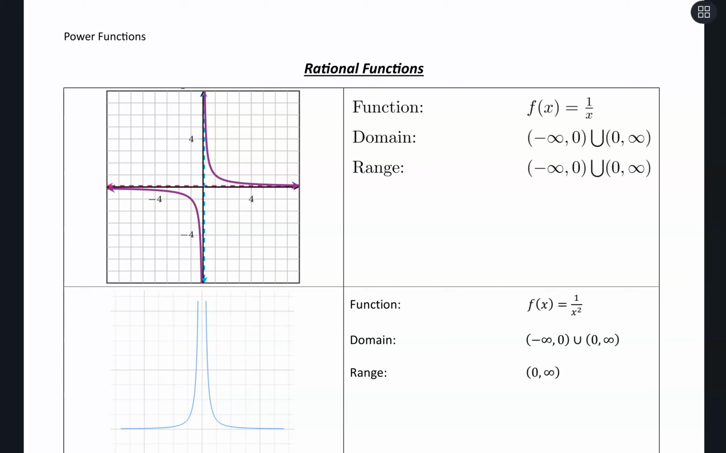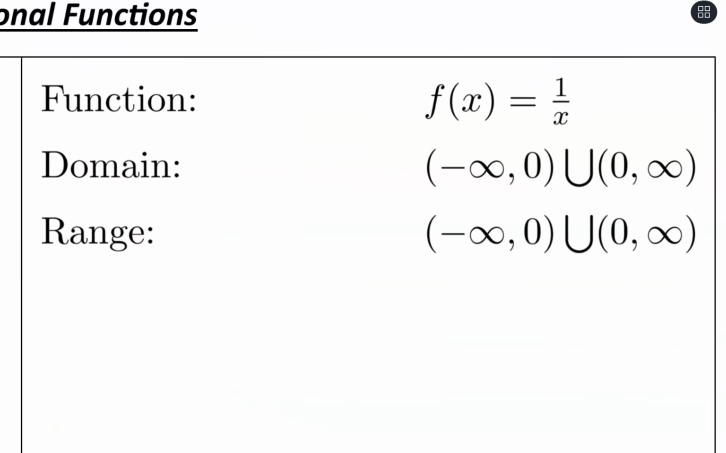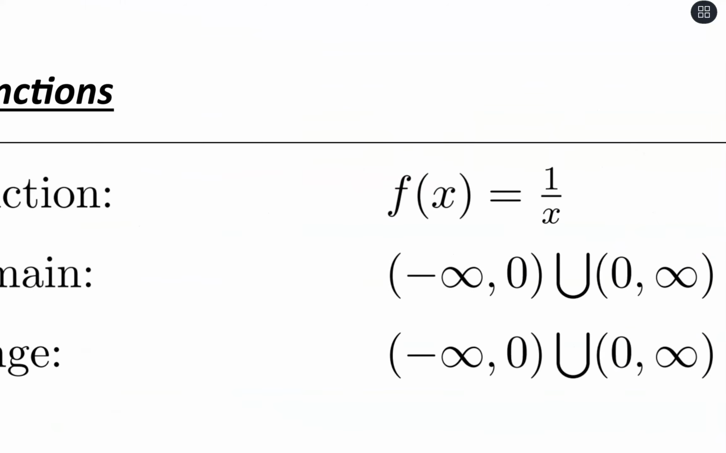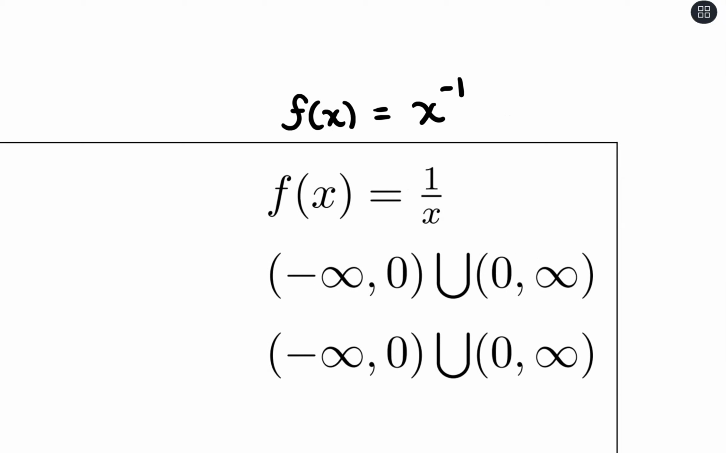So let's talk about our rational functions in relation to power functions. Looking at 1 over x here, that could be written as f of x equals x to the negative 1. So there would be our power function form. Something to keep in mind here is that we have this limitation on our denominator that it cannot be equal to 0. And what this does is it creates a vertical asymptote in the graph. So we're going to have this line that we cannot cross vertically.